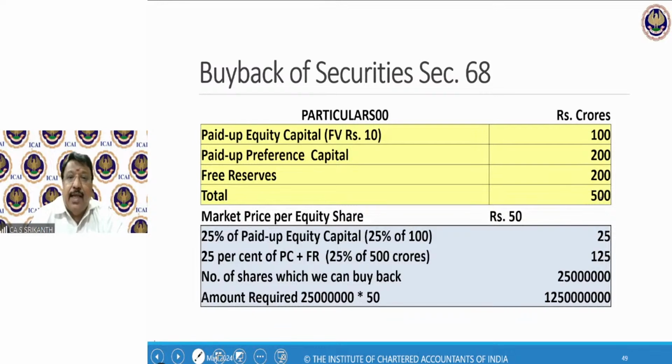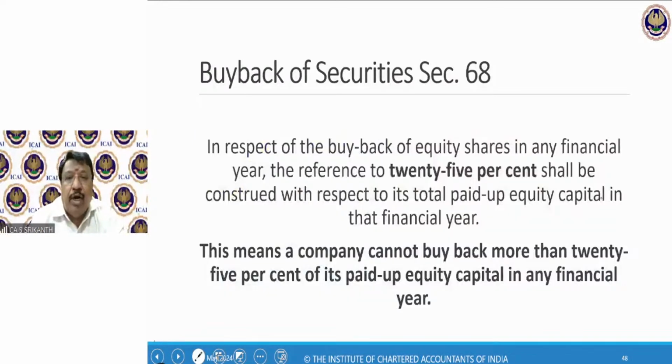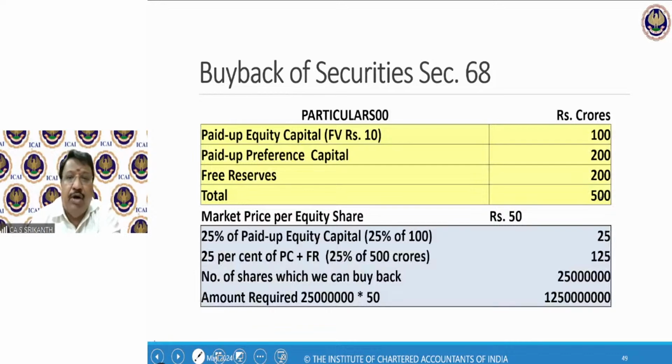The section says I can buy back only 25% of my total paid up equity capital. What is 25% of my paid up equity capital? 25% of 100. Only 25 crores. But to buy 25 crore worth of shares, that means what? 2 crore 50 lakh shares, 25 crore divided by 10 rupees per share.